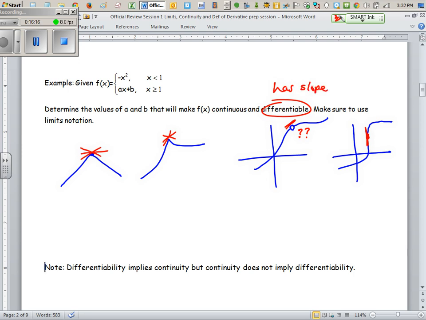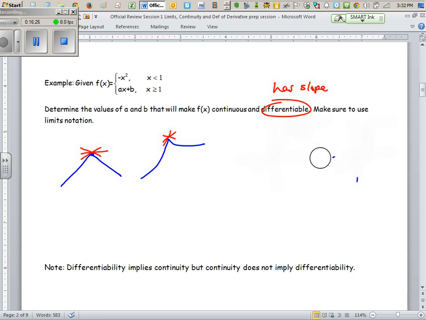Now my pre-calc students, I told them that differentiable means has slope, and then when I gave them the test, they got it backwards, and they thought that differentiable meant that it had a sharp turn. So they really messed up their test. I let them do corrections. But you guys see, they thought that differentiable meant not smooth. Differentiable means smooth and with a slope.